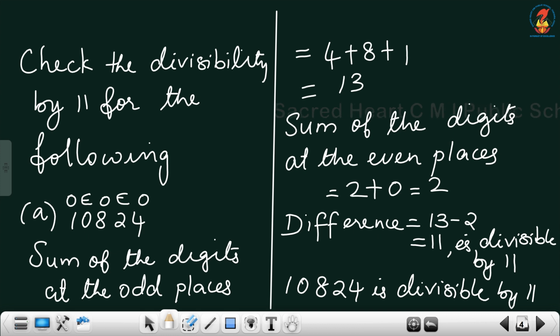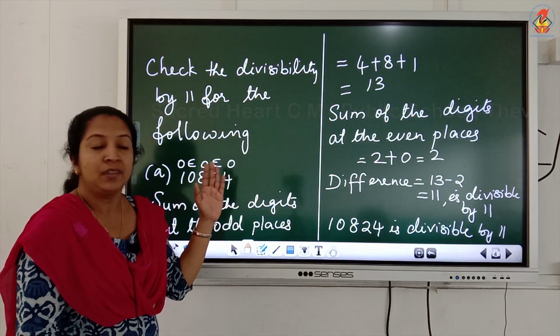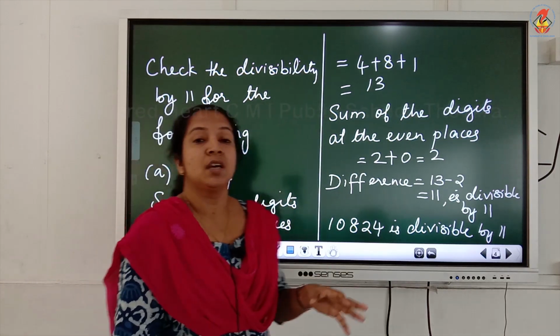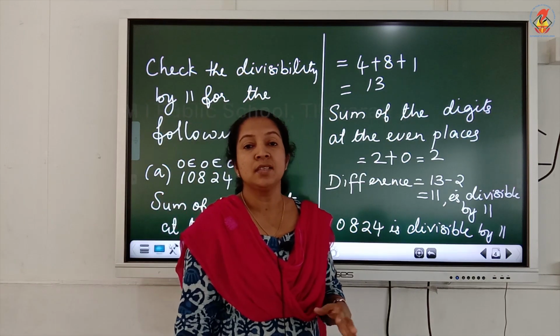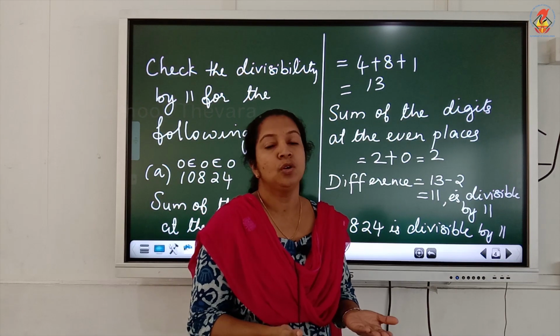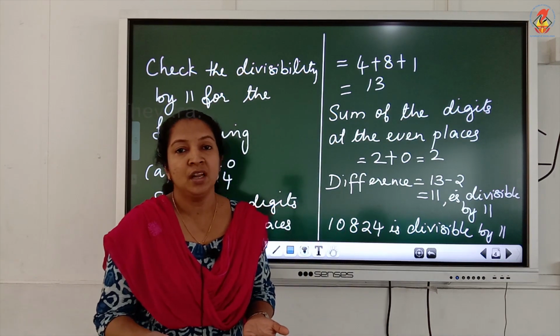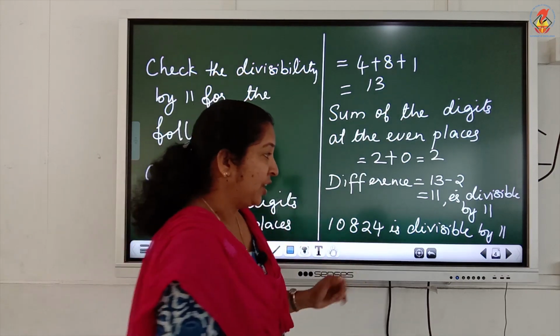So, what you have to do first is divide it as odd, even, etc. Then take the sum of the digits at the odd places and the sum of the digits at the even places. Check the difference between these two. If the difference is either 0 or a multiple of 11, what we can say is the given number is divisible by 11.